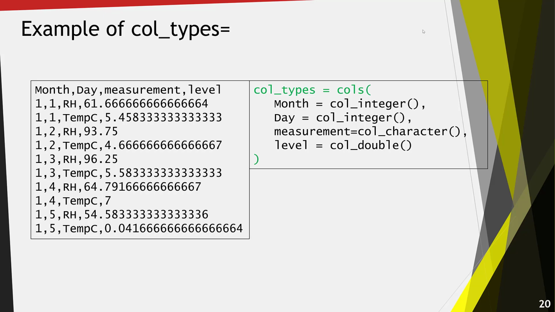Again, first, you'll say col types equals cols, and then inside the parentheses, you'll provide specifications for each column. So here I say the month column should be of type col integer, which says it's an integer value. And what you can see is R will look for the month variable name and treat every value as an integer. Likewise, the same for day. It will look for the day variable and treat every value in that column as an integer. Here, the measurement column is col character. R will look for that column and treat every value as character data. And then lastly, the level column will be treated as a double.